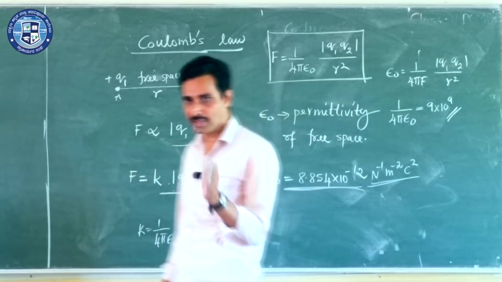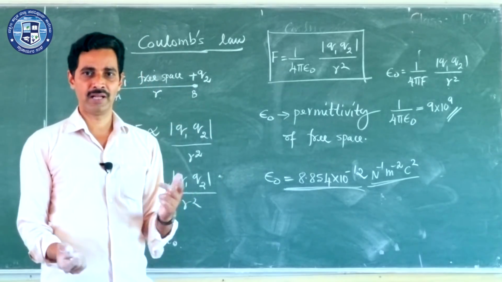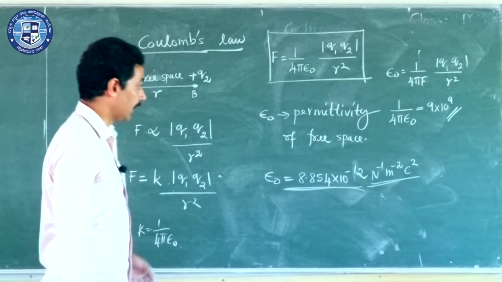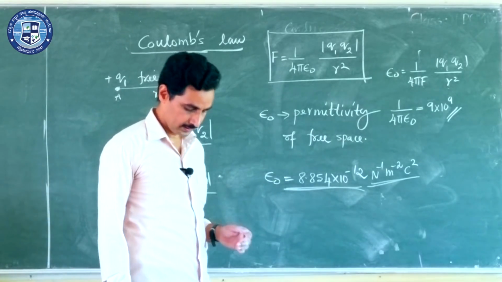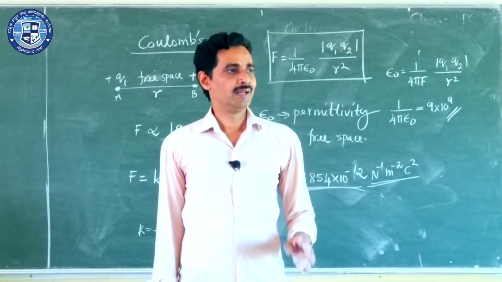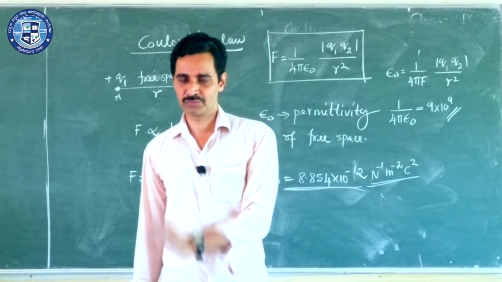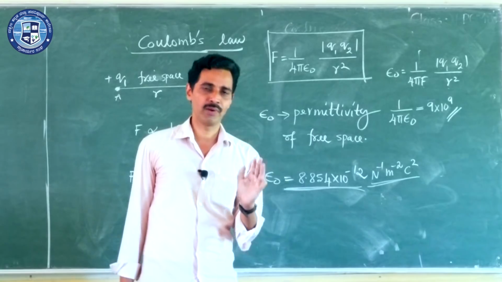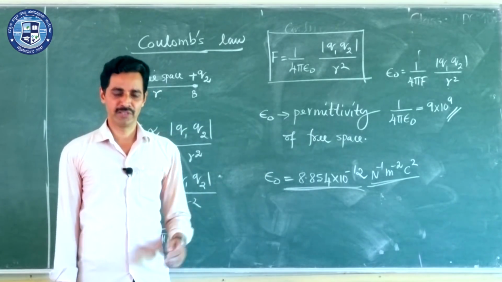So totally, 1 by 4 pi epsilon naught gives the value 9 into 10 to the power 9. Now, suppose you are asked, what type of way it will be asked in the exam. Very important question: State and explain Coulomb's inverse square law. 3 marks, not 1 or 2. State and explain Coulomb's inverse square law.